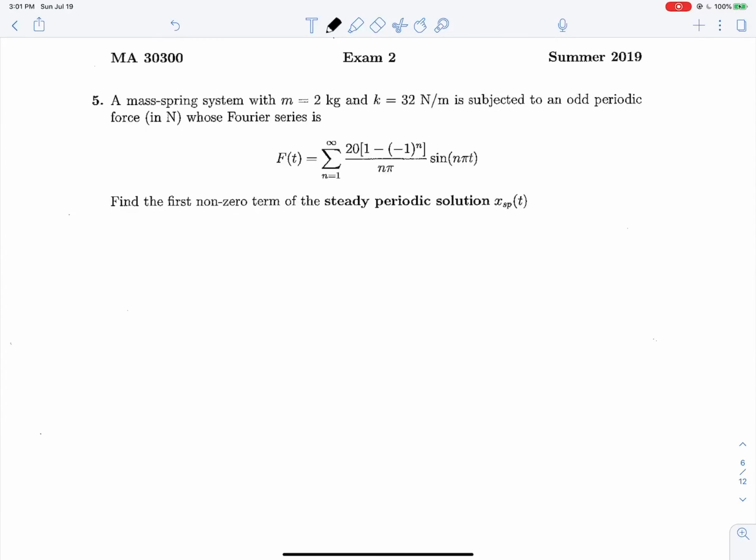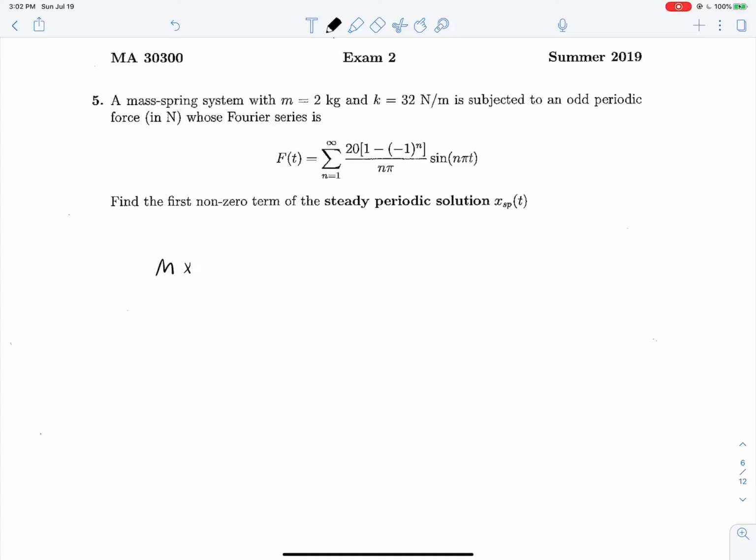Question 5. A mass spring system with m equal to 2 and k equal to 32 is subject to an odd periodic force whose Fourier series is given here. Let's find the first non-zero term of the steady periodic solution. So let's set up our equation.